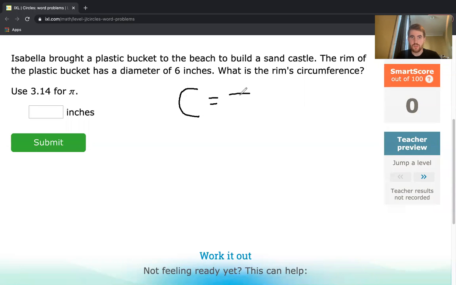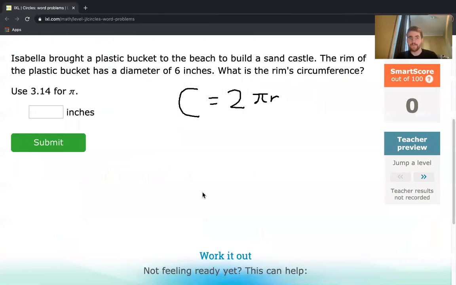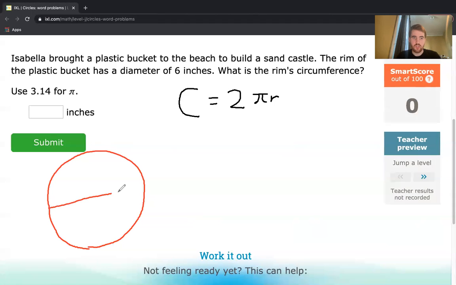C equals 2 pi, oops. Right, I'm writing this wrong. C equals 2 times pi times r. Let me double check that. C equals 2 pi r. Perfect. Now, I lost my drawing, so I'm going to draw that again. We've got some circle here. The diameter across the circle is 6 inches.